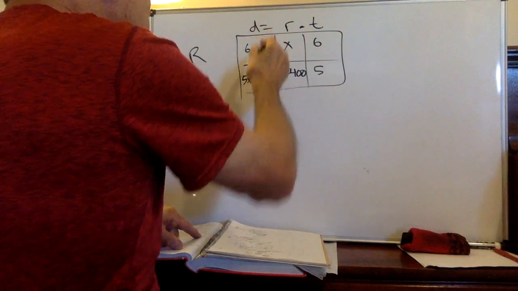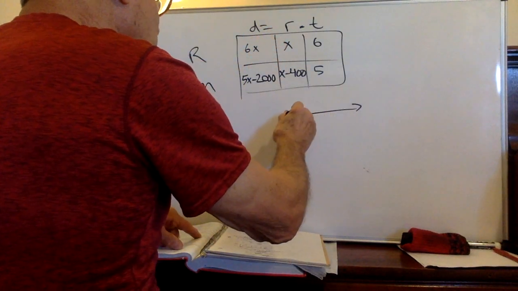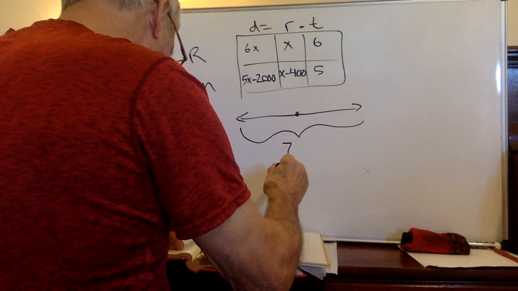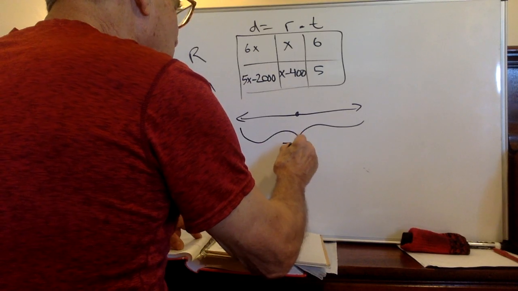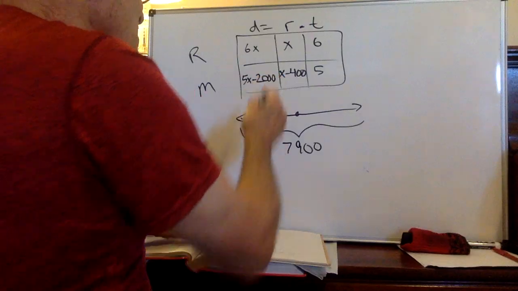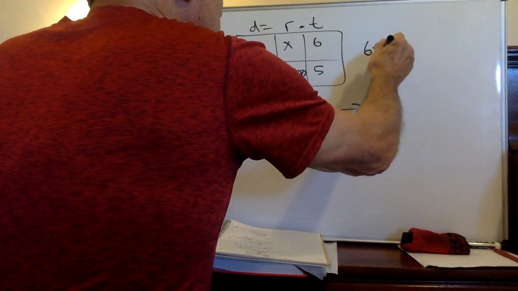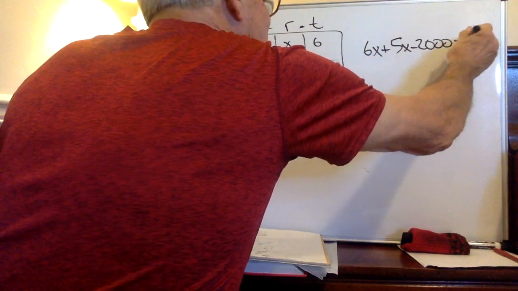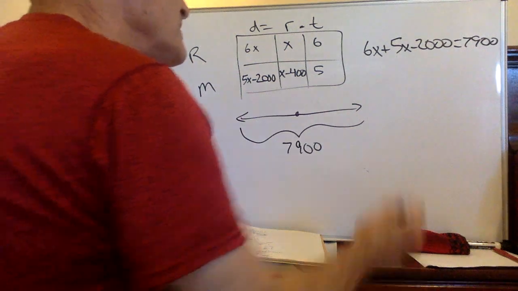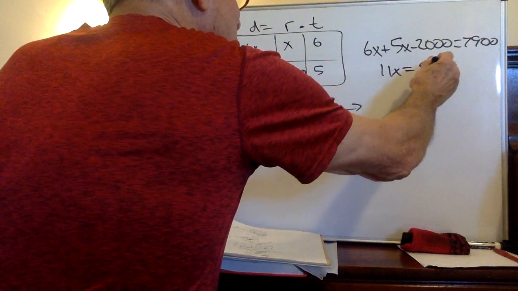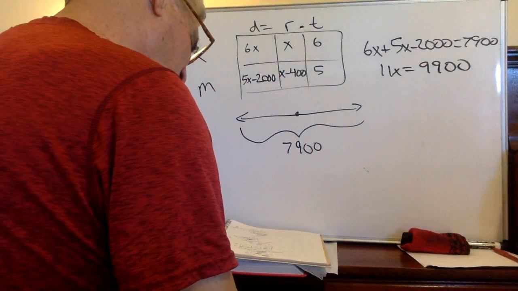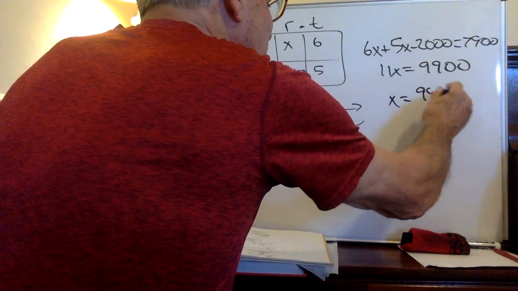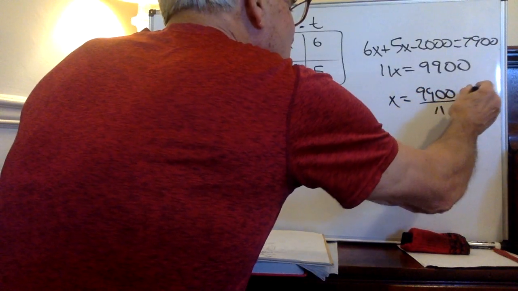And what do I know about these two distances? Again, one starts here going that way, one starts here going that way, and it said that at 11 p.m. they were 7,900 kilometers apart. So these two distances added together, 6x plus 5x minus 2,000 is equal to 7,900. So 11x is equal to 9,900. Divide and you get x is equal to 9,900 over 11, which is 900.